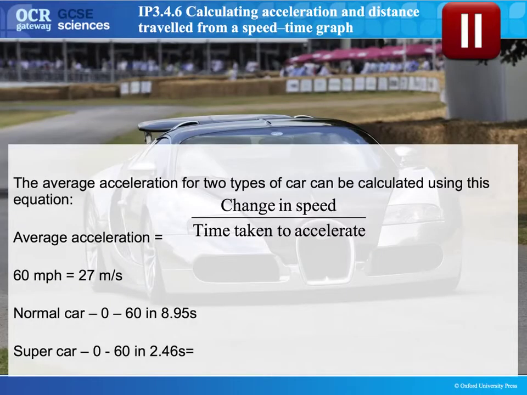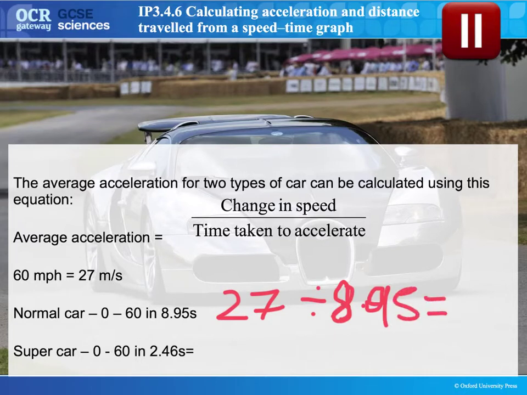Because you've already seen how to calculate acceleration, you might want to try these two questions below yourself before I go through them. First thing to do, to calculate average acceleration, you need the change in speed divided by the time it takes. So for a normal car going 0 to 60, which is 27 meters per second, it takes about 9 seconds. It takes 8.95 seconds. So the change in speed divided by the time taken gives you the acceleration. So a normal car accelerates at roughly just over 3 meters per second squared.